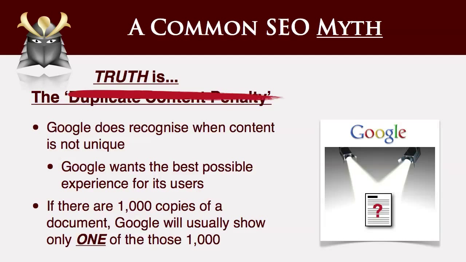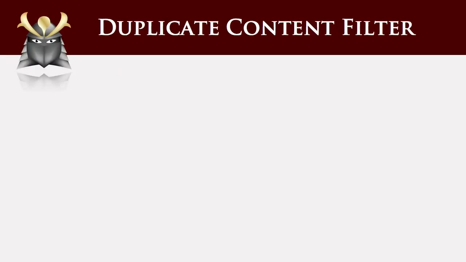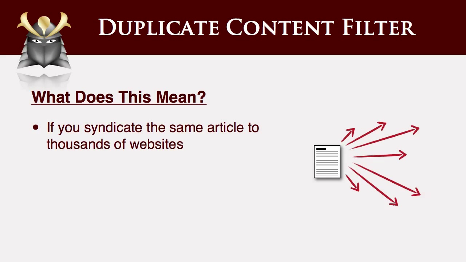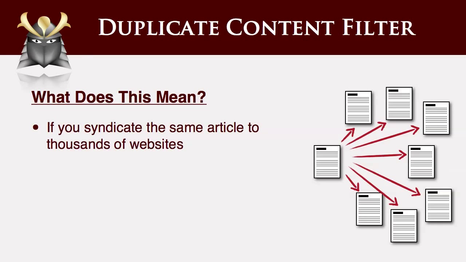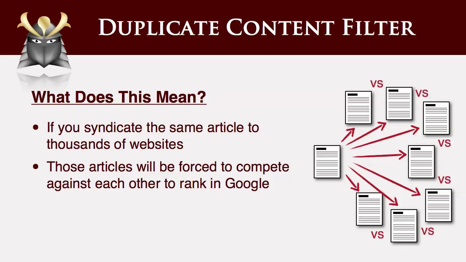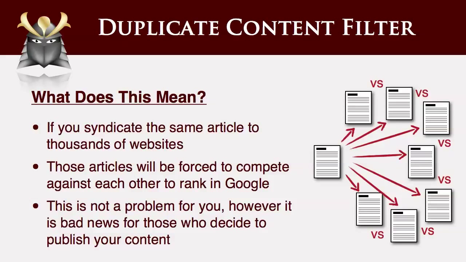So while there's no such thing as a duplicate content penalty, there is such a thing as a duplicate content filter. What does this mean? It means that if you syndicate the same version of an article to thousands of websites, those syndicated articles will be forced to compete against each other to rank for whatever keywords Google believes are relevant to that article. This is not such a big problem for you, as you'll be getting links back from each of these articles. However, it's not good news for those sites who decide to publish your content, as they'll be competing directly with every other website who has syndicated the same version of your article.